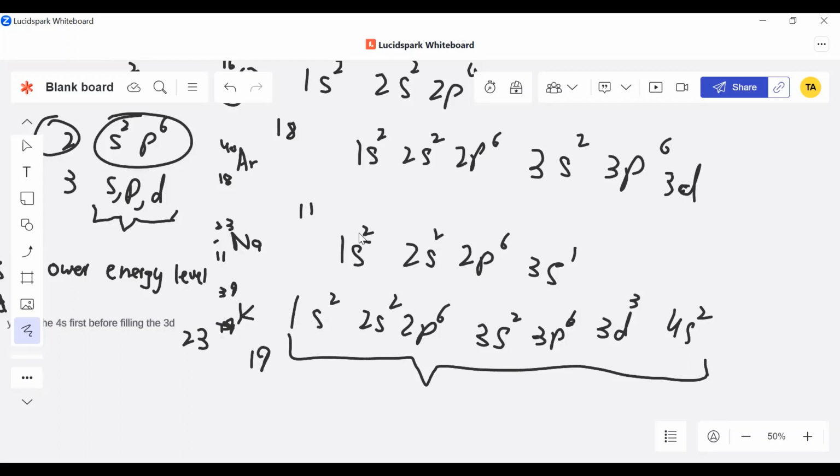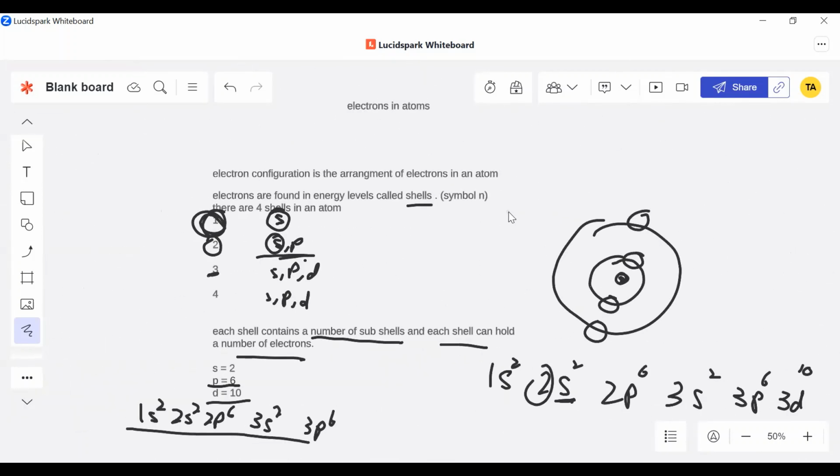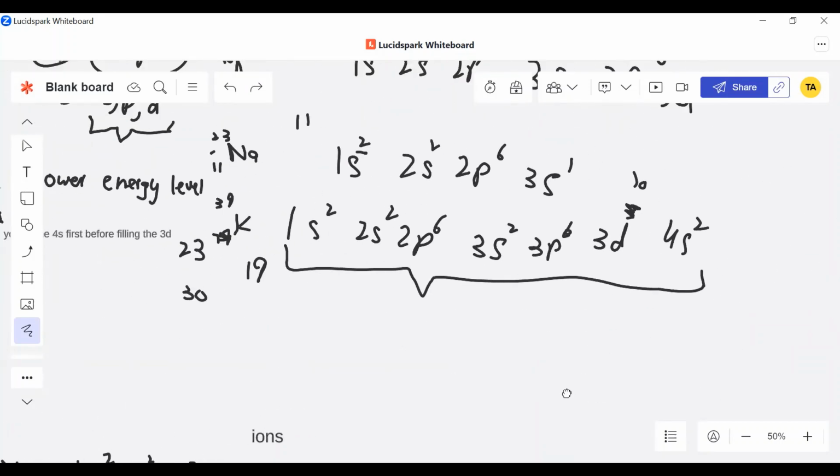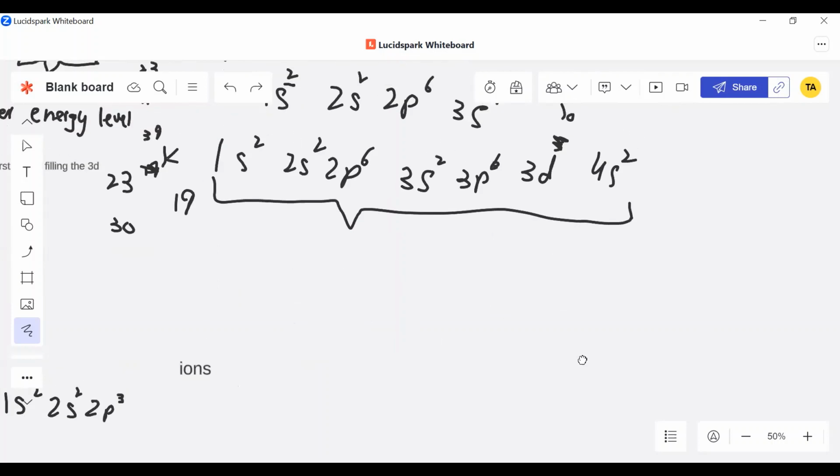Let's say there was 30 plus electrons, which is very rare because that will take a lot of time. So let's say there was 30 electrons, then what I would do is I would fill the 4s and then I fill the 3d. So when I get to the 10 electron mark, because the d shell, as I said earlier, can hold a maximum of 10 electrons.